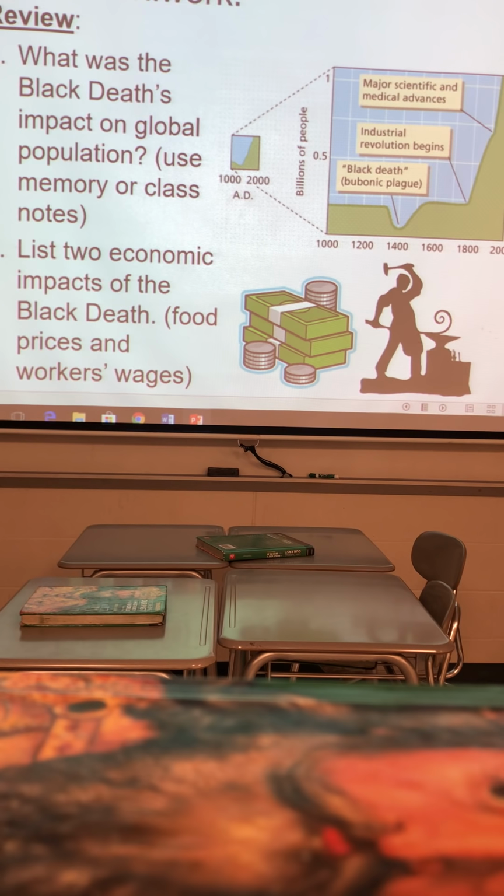All right, so again, a lot of this is reviewed in Black Death notes. What was the Black Death's impact on global population? Cut it in half. Two economic impacts of the Black Death: food prices obviously went down, because there's not many people to buy, and workers' wages went up because workers died, meaning there's only so many skilled workers.